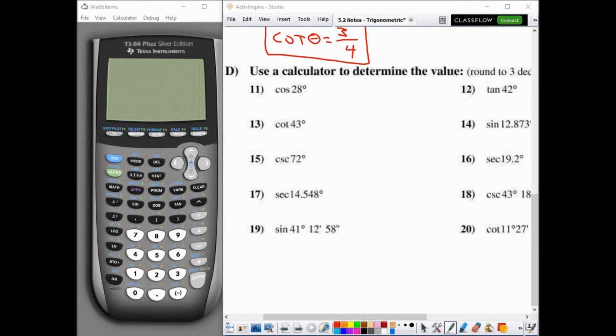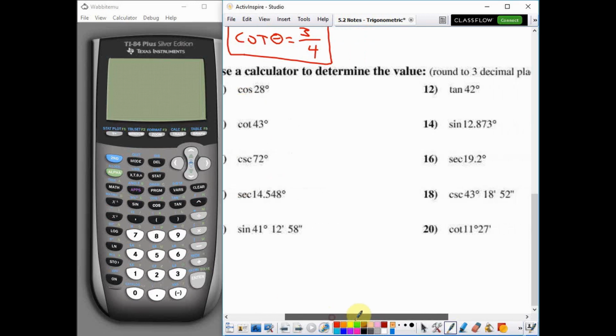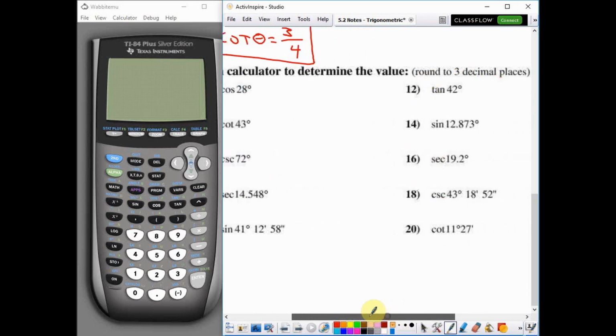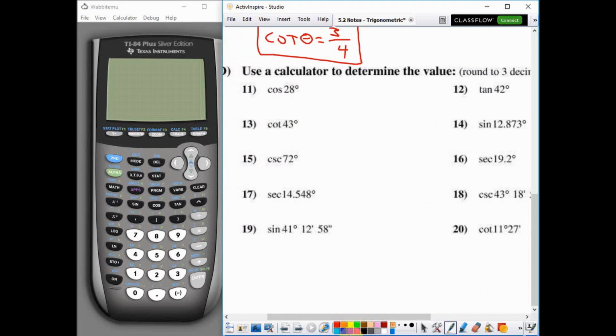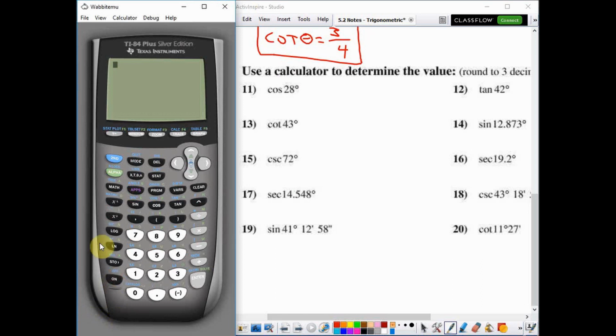So now we're asked to use our calculator to determine the value of cosine 28. And it does say round to 3 decimal places. So cosine 28, in our calculator, the first thing we want to make sure of is that we are in the correct mode. So mode, and we are not in the correct mode. I want to go down and then over to highlight degrees and press enter. So now I'm in degree mode. If you've got a different calculator, make sure you know how to get it into degrees mode. Okay, and then we'll clear out of there, and then simply type in cosine 28, enter.